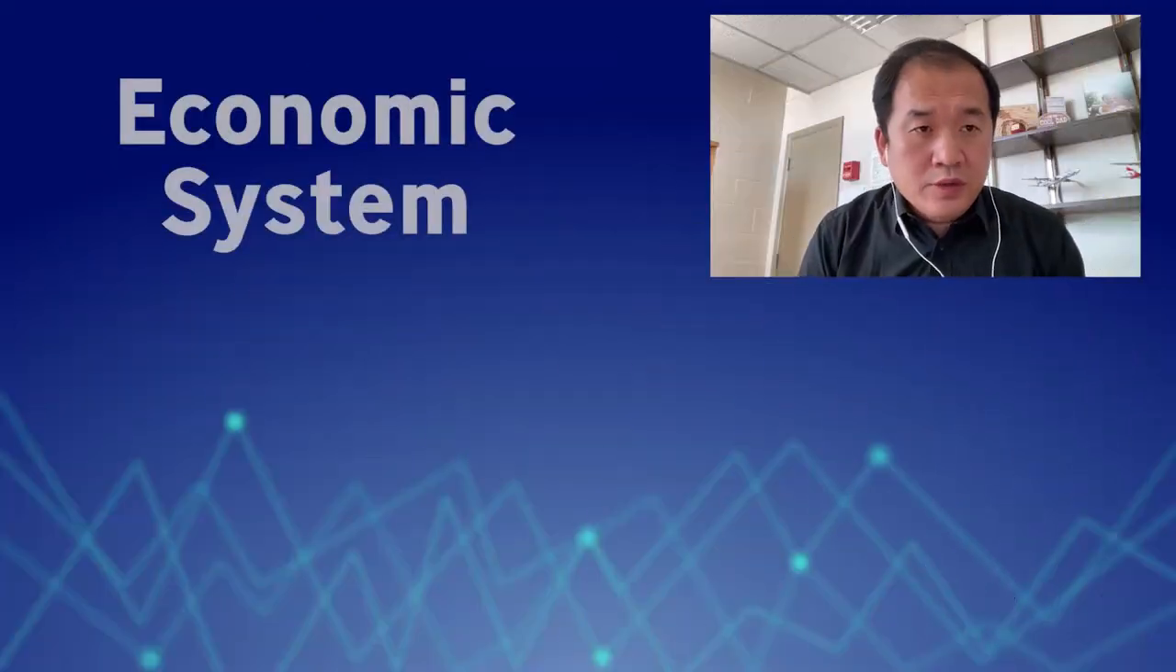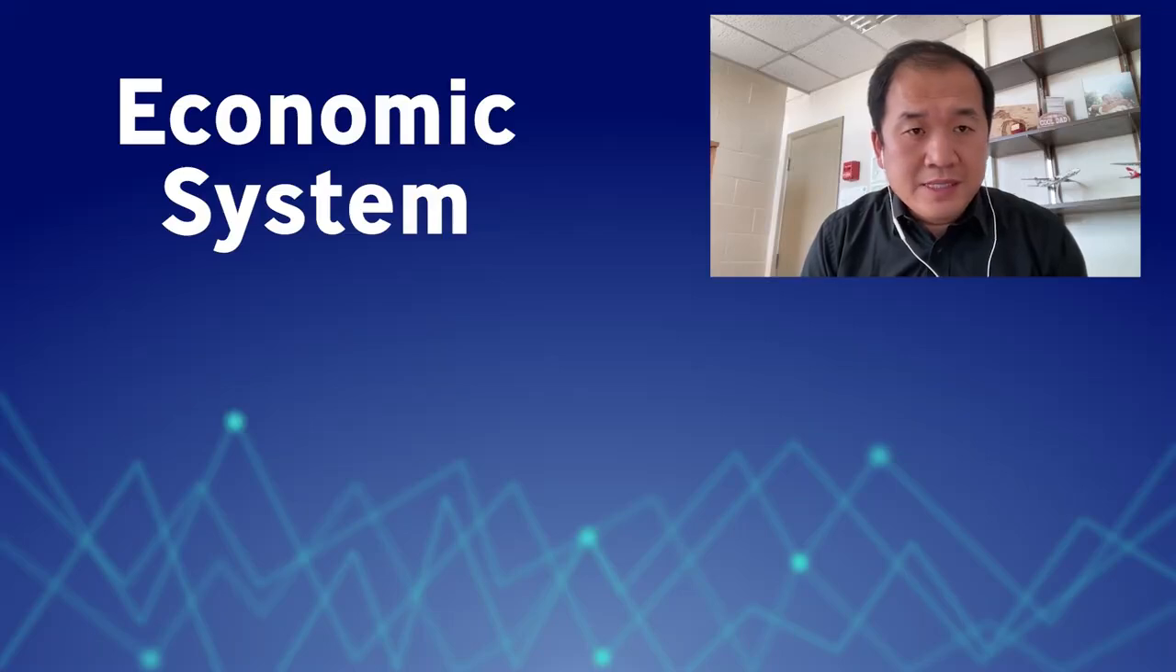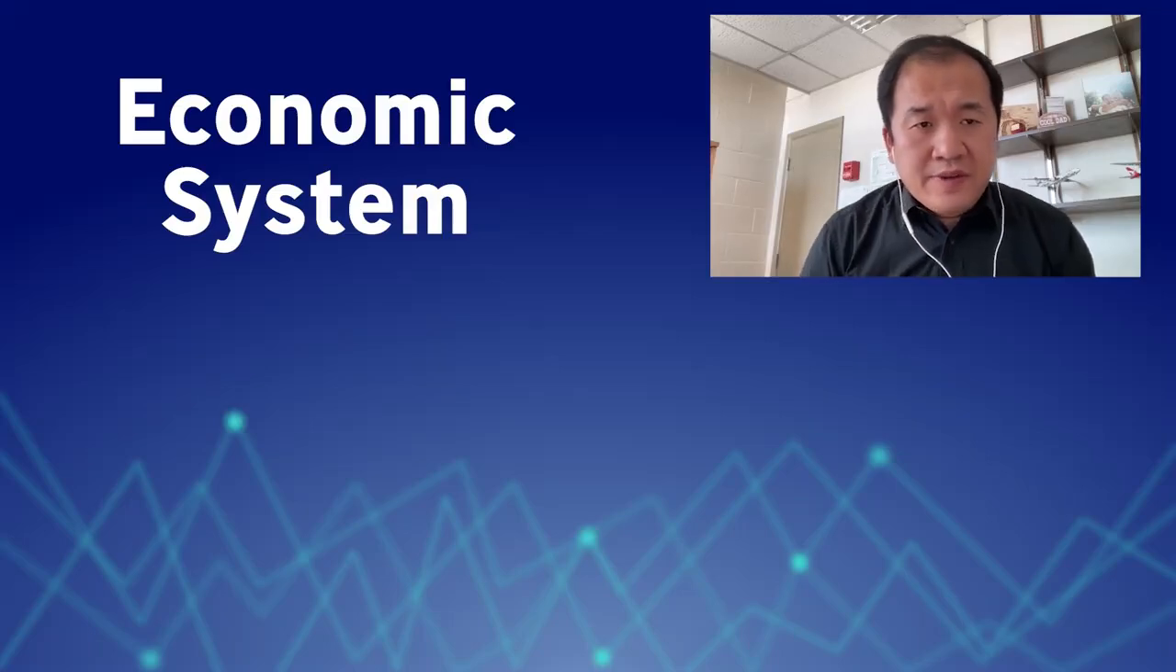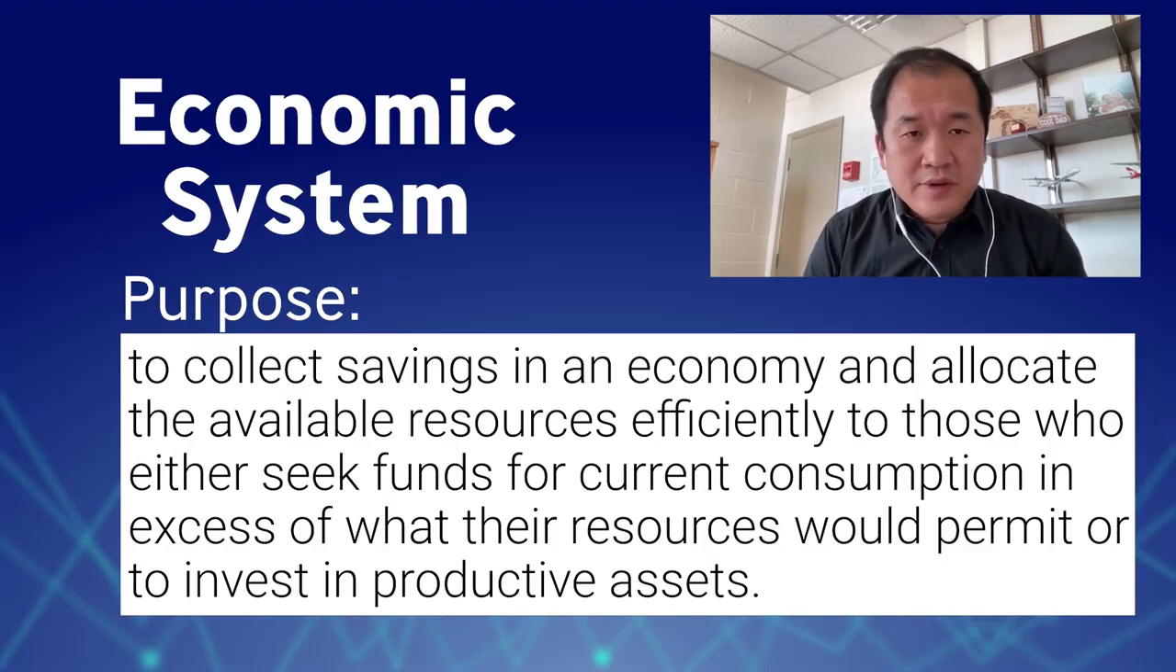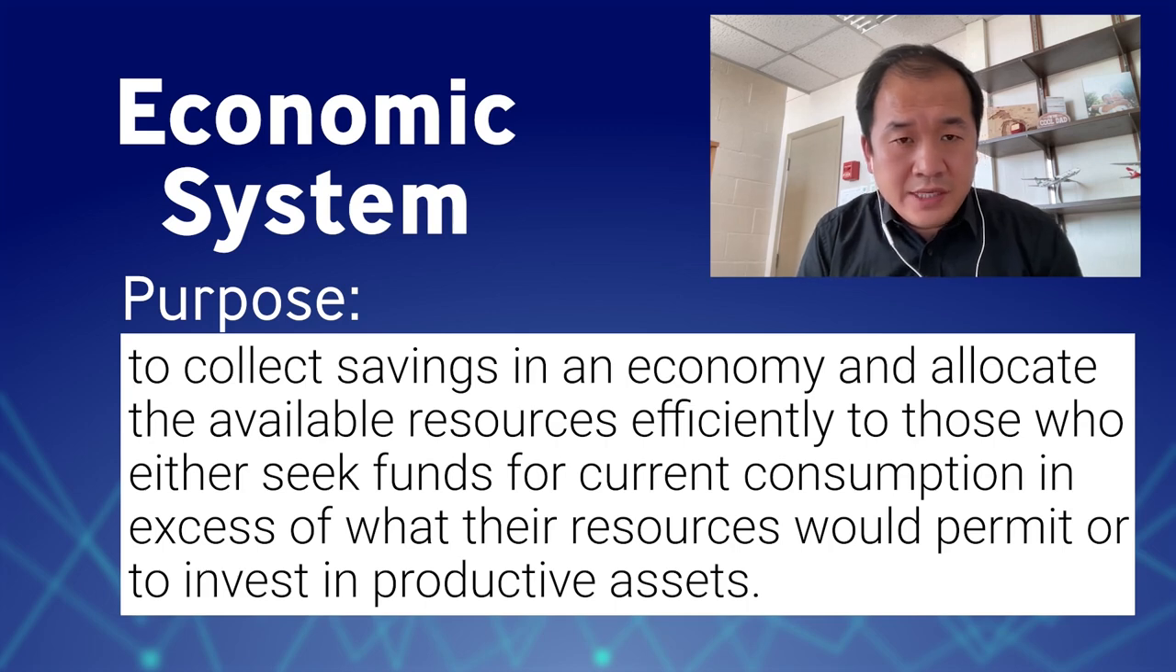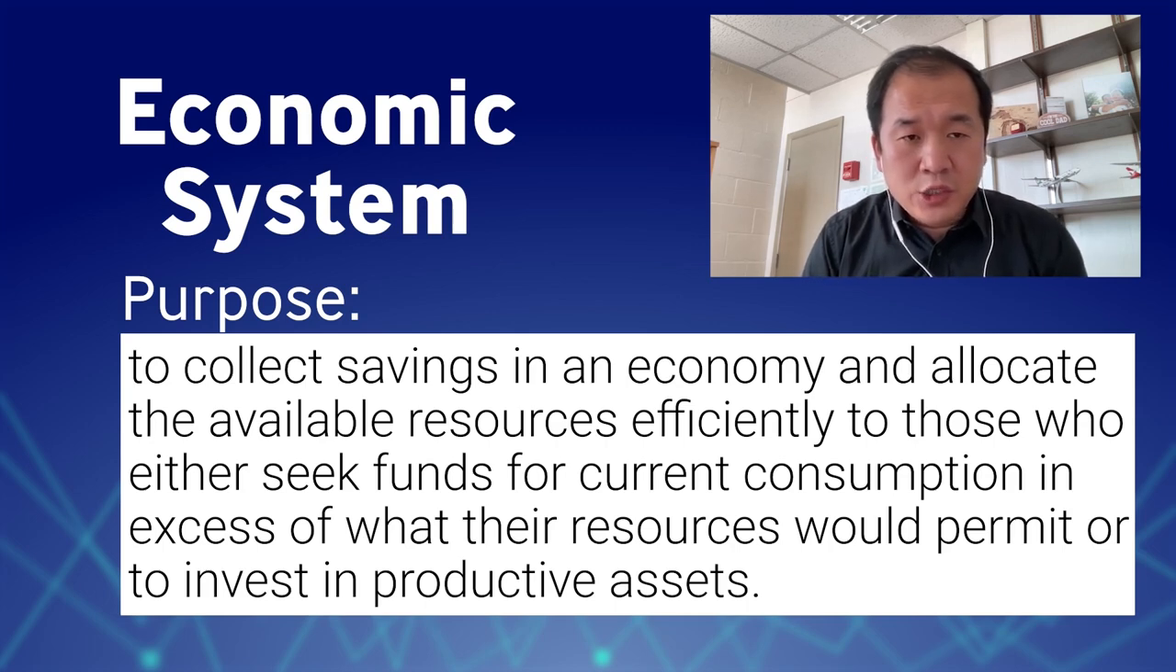In this module, we're going to talk about the different economic systems. The purpose of an economic system is to collect the savings in the economy and to allocate the resources to different individuals or organizations that require additional resources, either for consumption or for production. And the purpose is to maximize the overall social benefits.